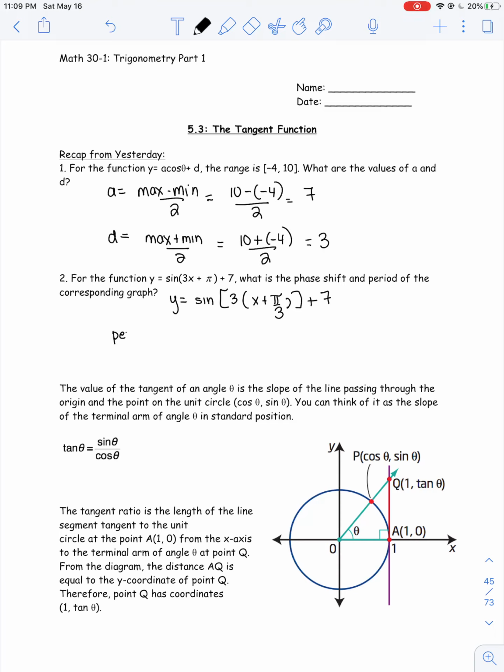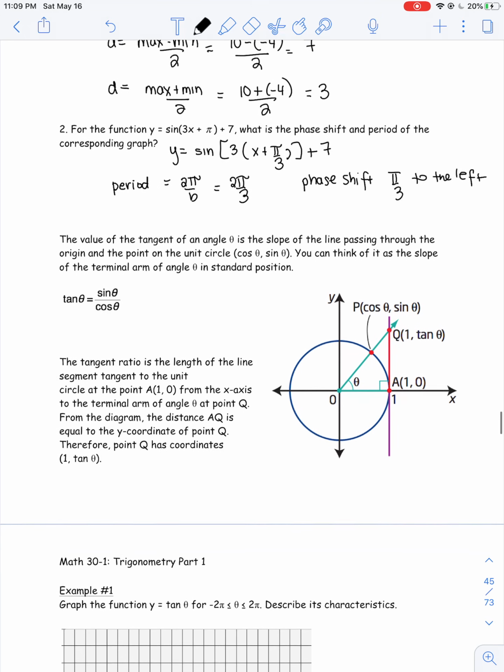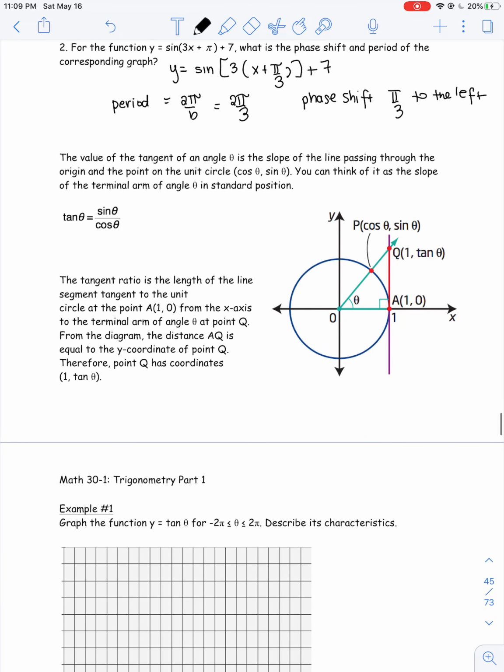The period is always equal to 2 pi divided by your b value. So it's going to be 2 pi over 3. And then our phase shift is just going to be pi over 3 units. And in this case, since it's positive, it's going to be going to the left. So those are just recaps from our previous lesson.